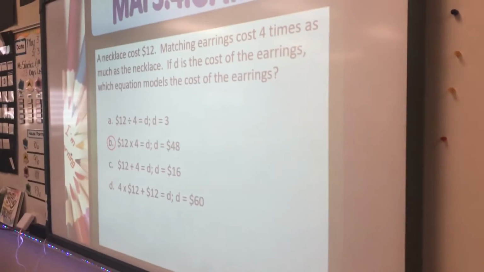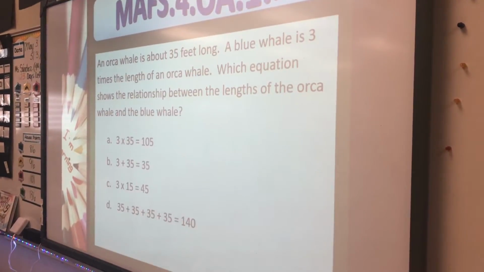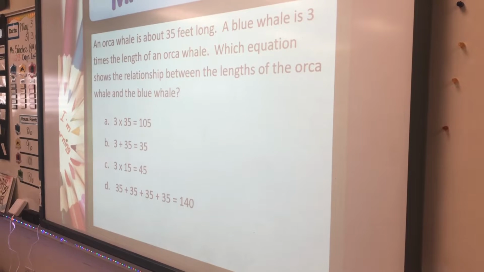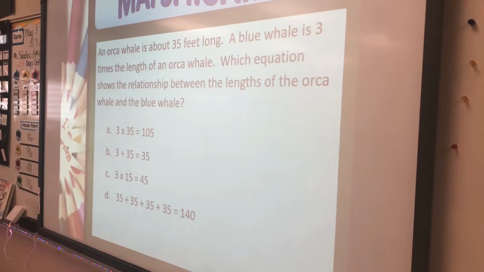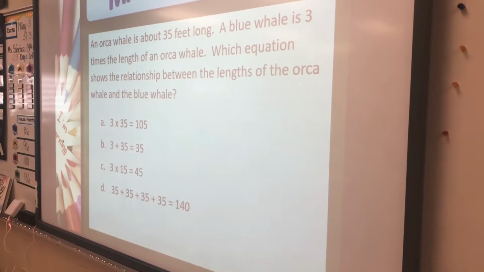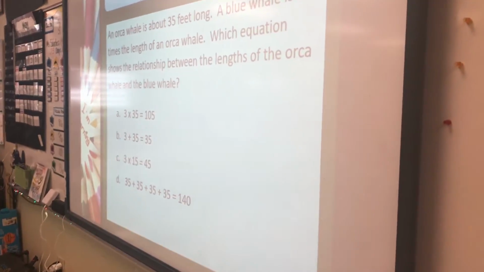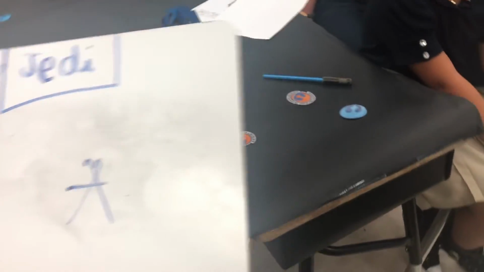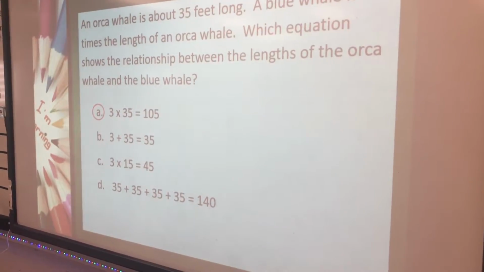All right, here we go. The next question is, an orca whale is about 35 feet long. A blue whale is 3 times the length of an orca whale. Which equation shows, wow, we already have someone to answer. Okay, we have A right here. The answer is A. All right, Jedi, go ahead and shoot through the Death Star.